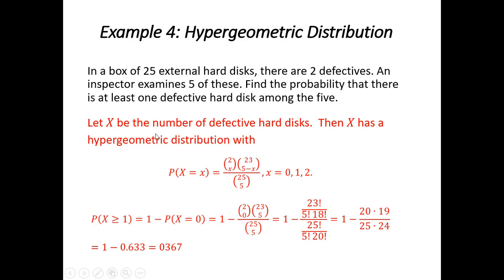All right, so we let x be the number of defective hard disks. Then x has a hypergeometric distribution. And we could think of this as the probability our random variable x is equal to some value x is 2 choose x. So this is the number of ways to choose the defectives. And then 23 choose 5 minus x. So this is the number of ways to choose the non-defectives. Divided by 25 choose 5. That's the number of ways to choose our subsets of size 5.